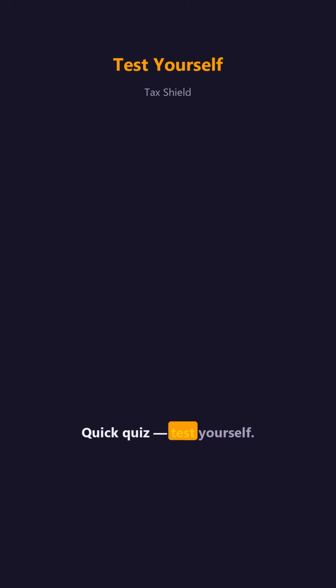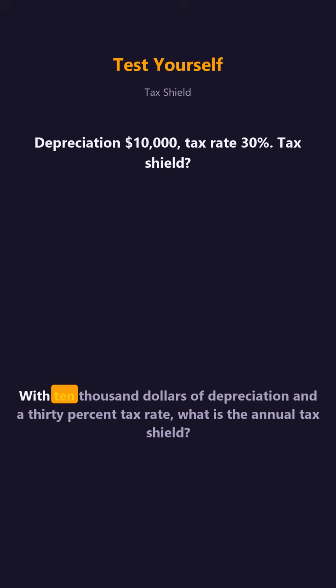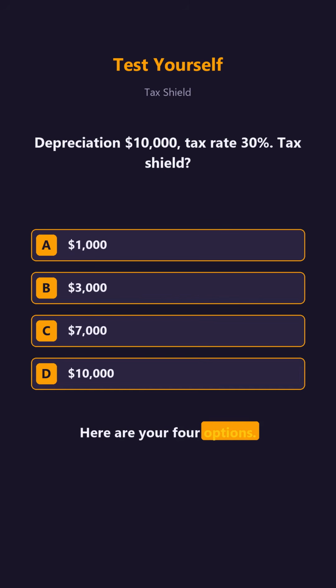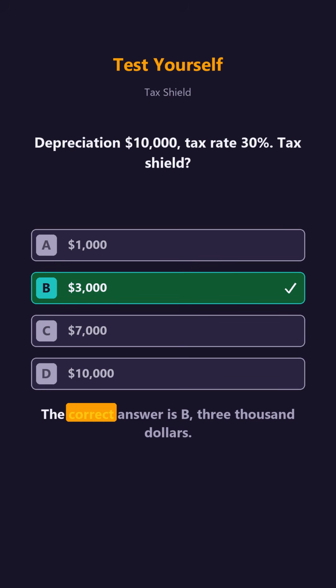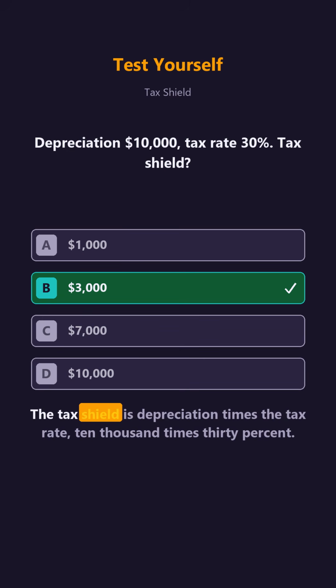Quick quiz, test yourself. With $10,000 of depreciation and a 30% tax rate, what is the annual tax shield? Here are your 4 options. Pause the video and solve it now. The correct answer is B, $3,000. The tax shield is depreciation times the tax rate, $10,000 times 30%.